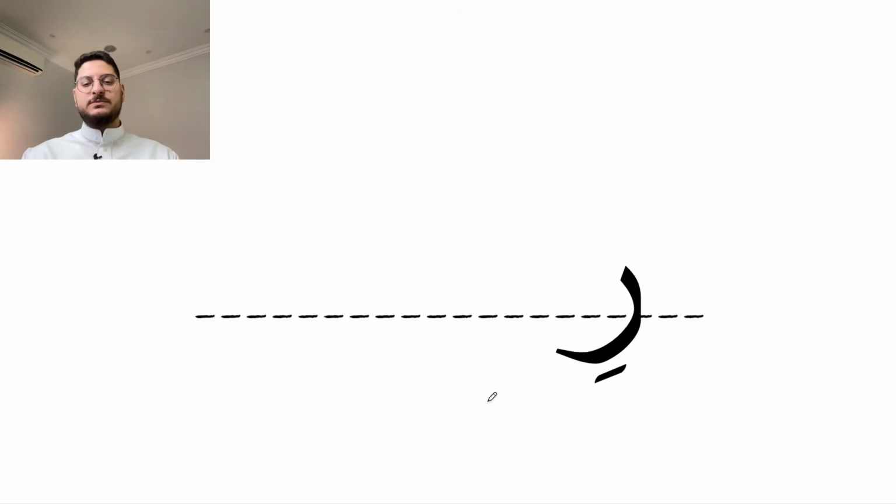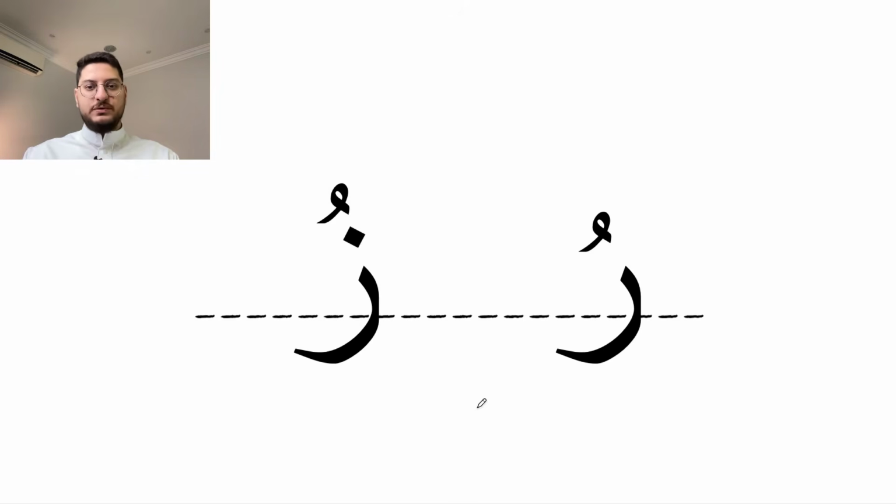Now, what about this one? This is ri, and this one is zi. This one is ru, and this one is zu. Now again, ru and zu, they only connect to what comes before them, but not to what comes after them. And that's why their shape doesn't change.